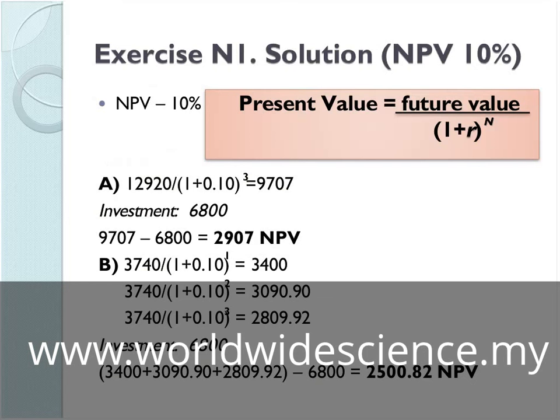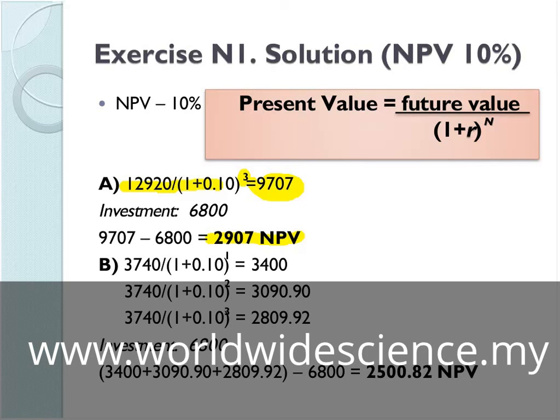Okay, first, project A. Based on the formula, we'll get the NPV of 2,907. You remember this is all based on the formulas. You calculate your present value. You should check your profit, which here is given as 12,920. Divide it by 1 plus 0.10, which is 10% itself, to the power of 3, which means that this is the profit from year 3, the last year, and you will get your present value. The present profit means the present profit from this project.